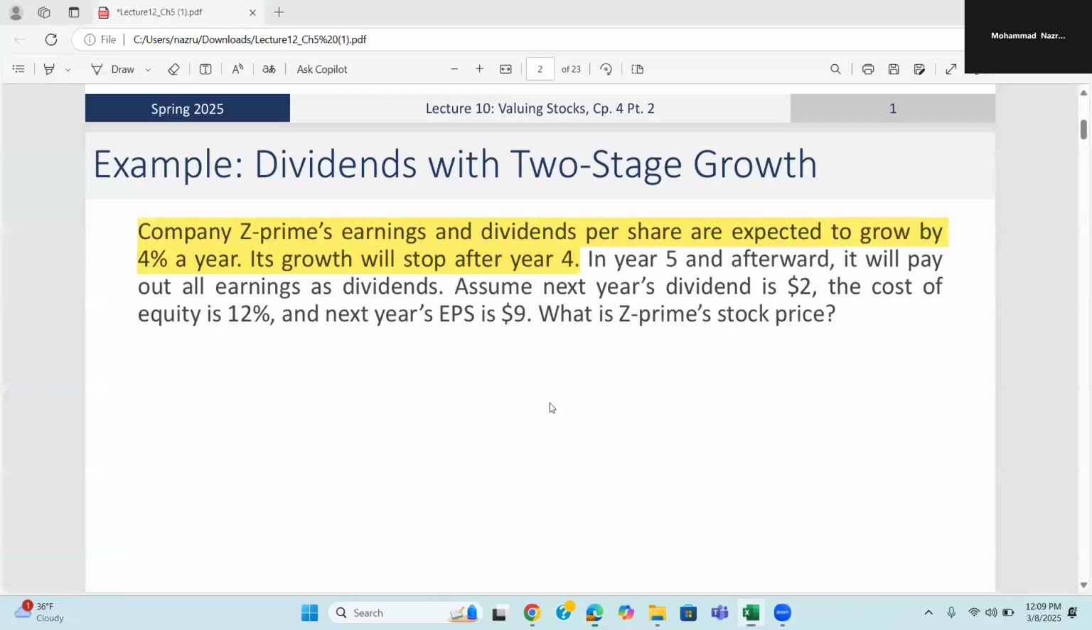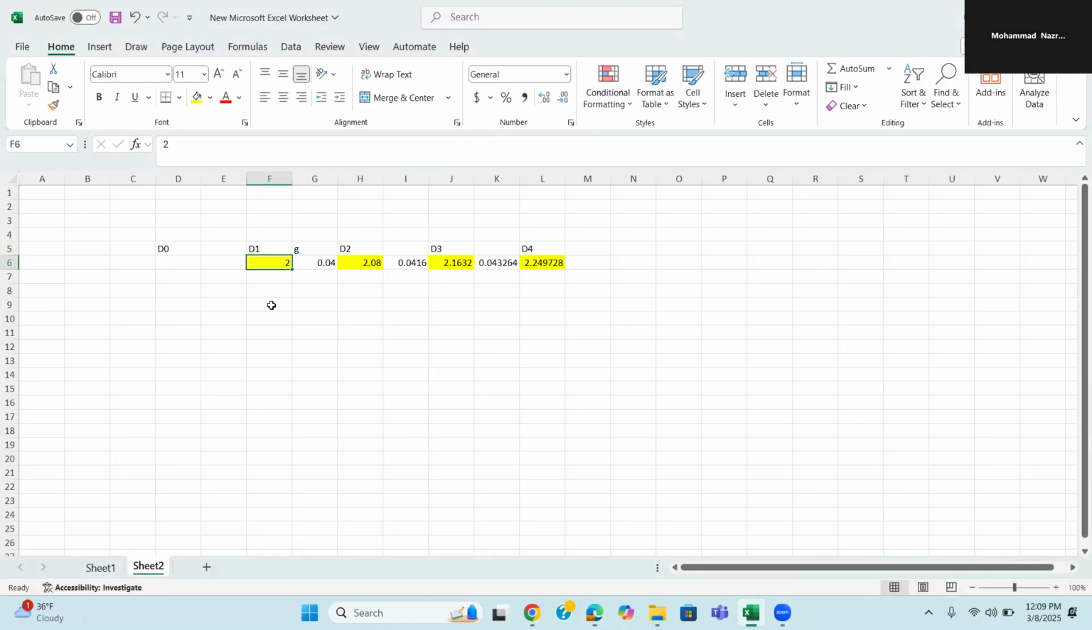All right, what's next? In year 5 and afterward, it will pay out all earnings as dividends, right? Assume next year's dividend is 2, we have done that. The cost of equity is 12%, which is my discount rate. The next year's EPS is 9. So this next year's EPS is 9. That means here my D1 is EPS 9, right?